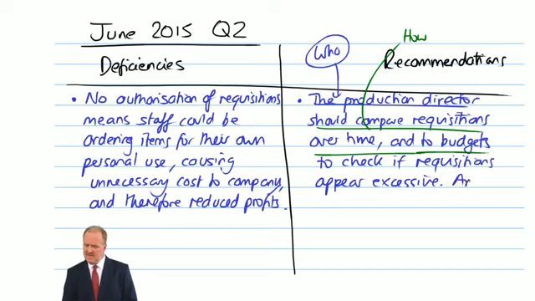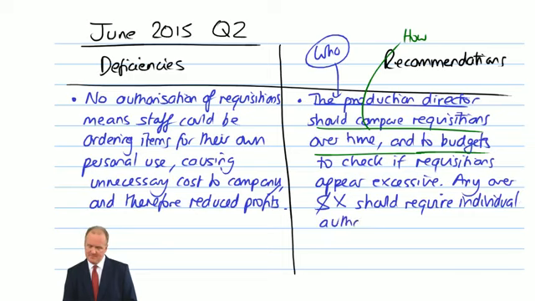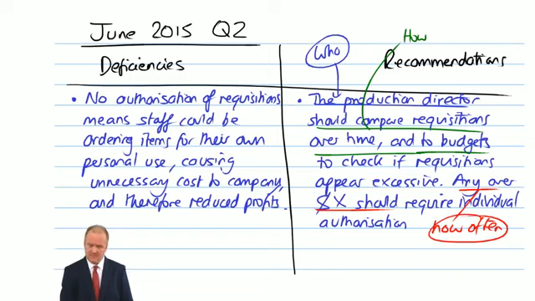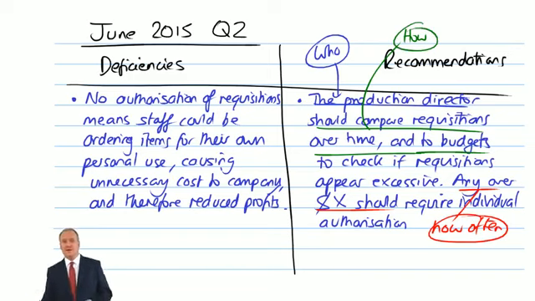I might also say that any over, I don't know, X dollars should require individual authorization. And that appears to me to be an attempt at saying how often. So with that one, I've tried to do all three things to really give it some value and avoid just repeating the deficiency in reverse.